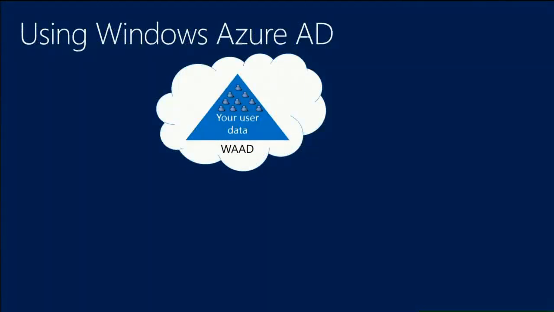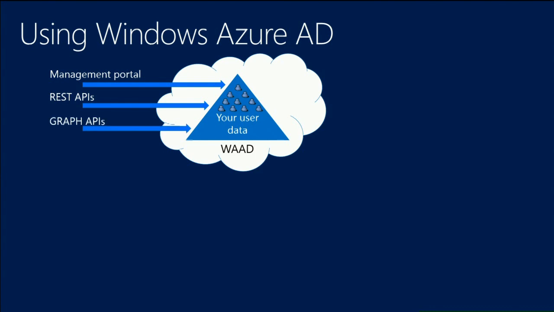So how do we use it? There it is, sitting up there. There you are as a tenant. So we can access it through the management portal. There's a whole set of REST APIs, so we can add to it, we can read it, etc. And then there's a graph API set. A graph API allows us to bring out the hierarchy that exists in there. So if you want to find out John and John's manager, and the manager of that manager, and up the hierarchy, you can do that very easily as well.